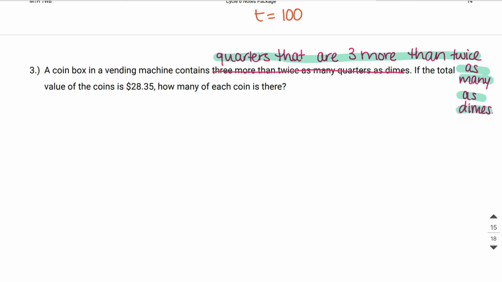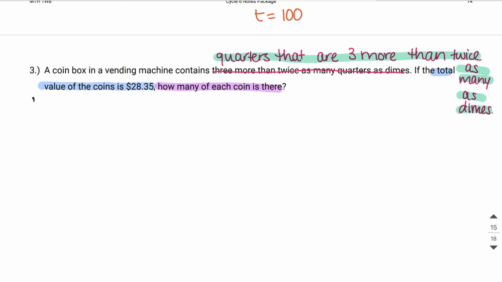And it tells us that the total value of the coins is $28.35. How many of each coin is there? So we want to find out how many of each coin there is. So in this problem, again, there are 2 things we don't know. We don't know the number of quarters. We don't know the number of dimes.